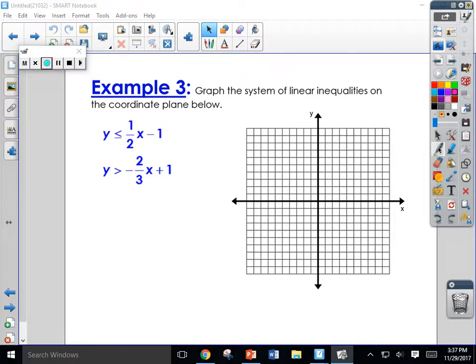Now we're going to apply this to a system of equations, which is what we've been working on this whole unit. Remember, that just means more than one equation at a time. So now I've got more than one inequality at a time. So what I'm going to do is I'm just going to start with the first one. So the first one I'm going to graph is going to be pink. And my starting point is at negative 1, and my slope is 1/2.